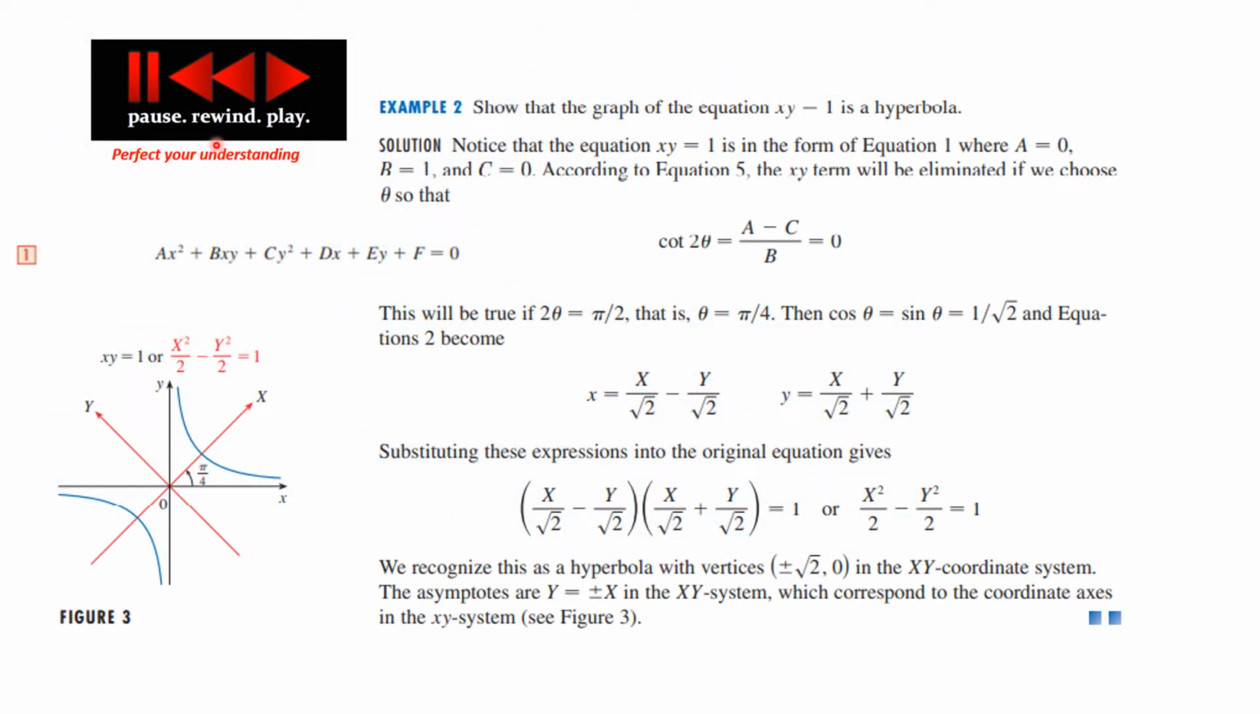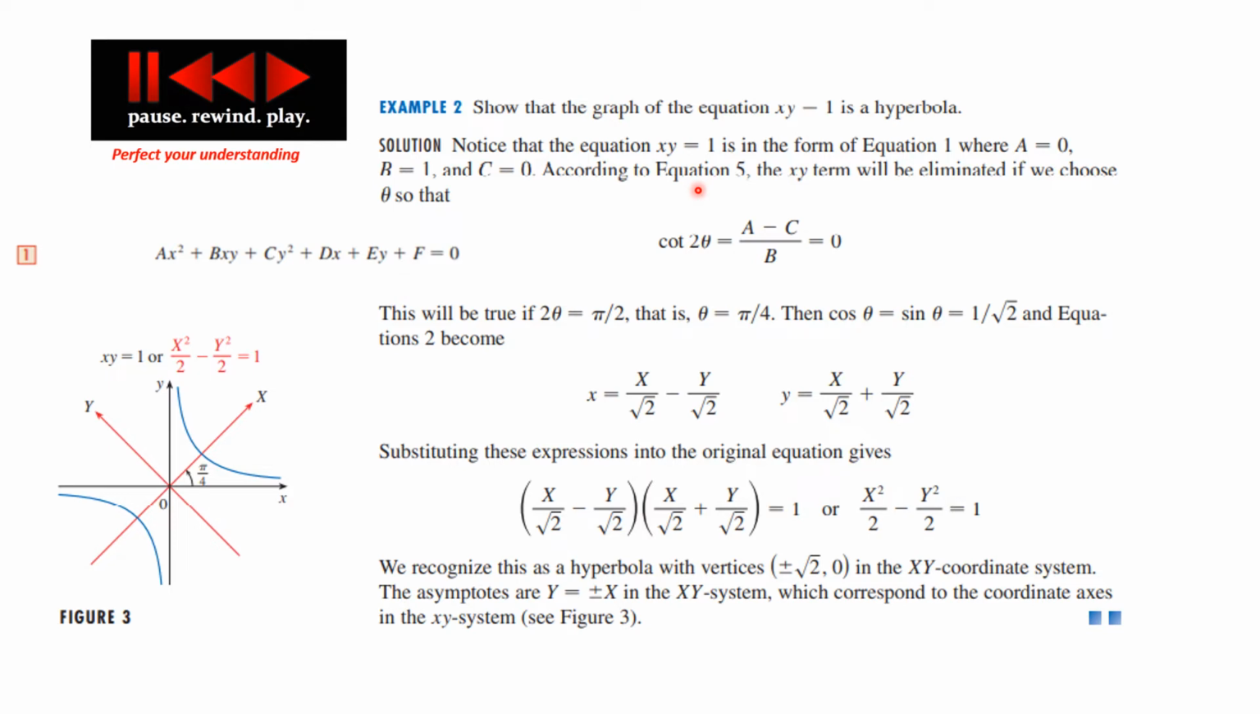Another problem that you really should try to do. Show that the equation xy equals 1 is a hyperbola. Now xy equals 1 is going to look like this in the black xy axes. But we're trying to rotate it and show that this is a hyperbola. Okay, now this is the form of equation 1. And you see a is 0, b is 1, and c is 0. Here's equation 1. So b is 1, and the rest of those are 0.